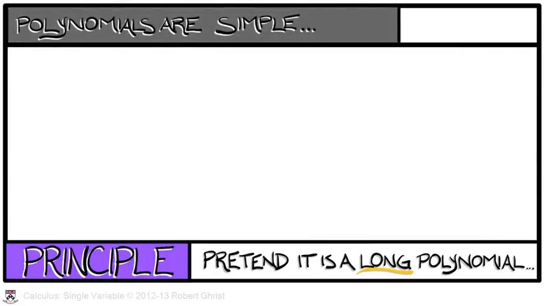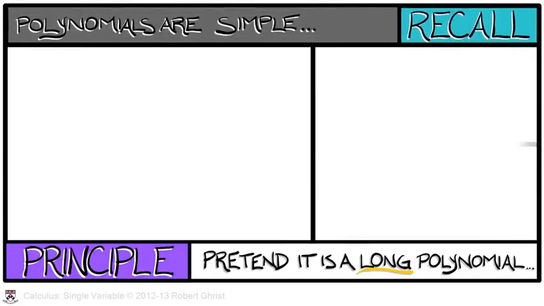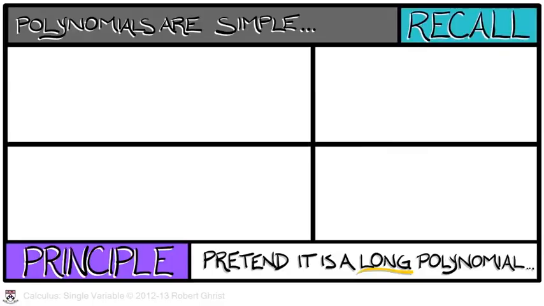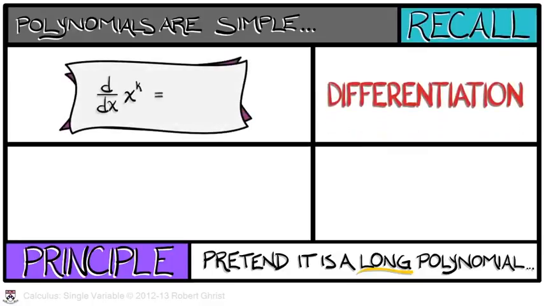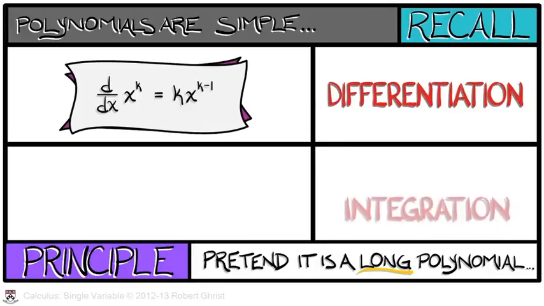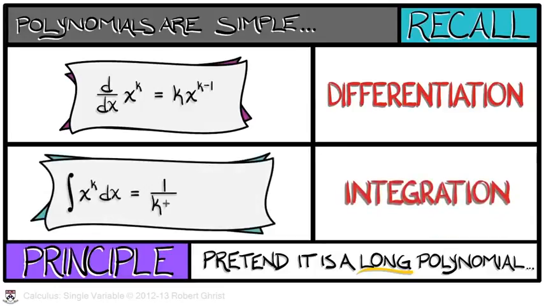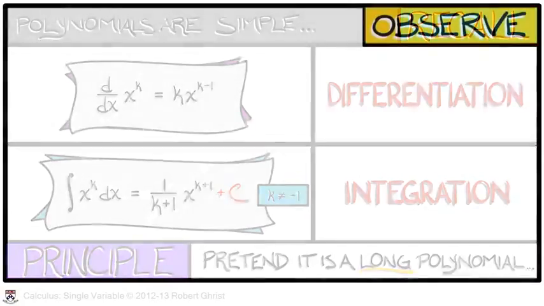Now, polynomials are wonderful objects to work with, very simple from the point of view of differential and integral calculus. Recall that when it comes to differentiation, the derivative of x to the k is k times x to the k minus 1. Likewise, the integral of x to the k is x to the k plus 1 over k plus 1. Don't forget the arbitrary constant, and don't forget that something unusual happens when k is equal to -1. Both of these properties should be familiar from your previous exposure to calculus.